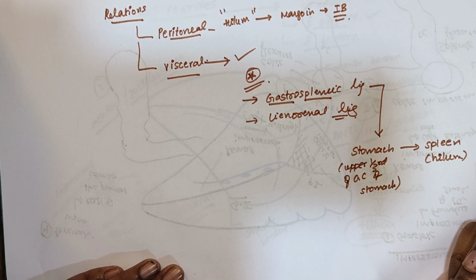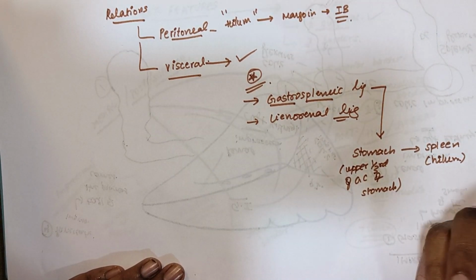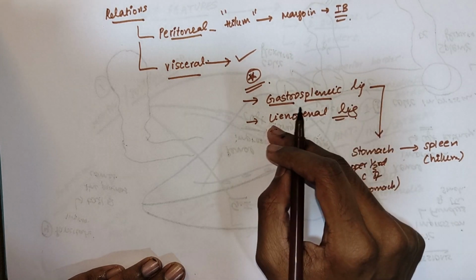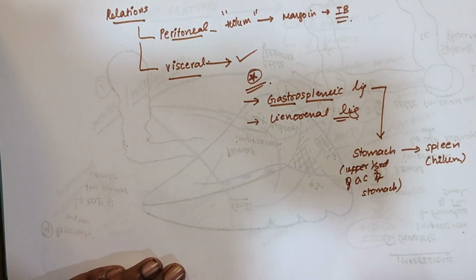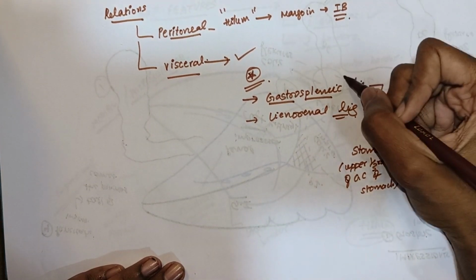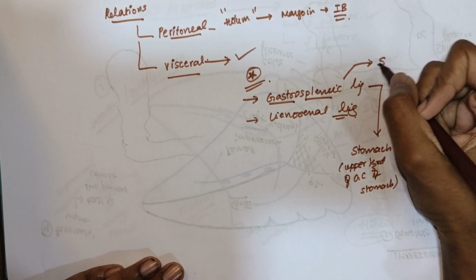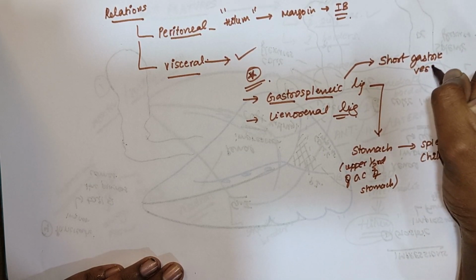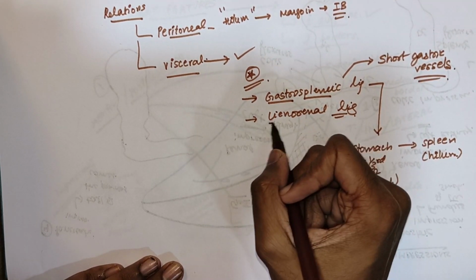Now remember one thing, ligaments and peritoneum always act as a conduit for vessels and for different structures. So the gastrosplenic ligament, also the lienorenal ligament, will act as a conduit for some vessels or for some structures, right? So the gastrosplenic ligament acts as a conduit for the short gastric vessels.